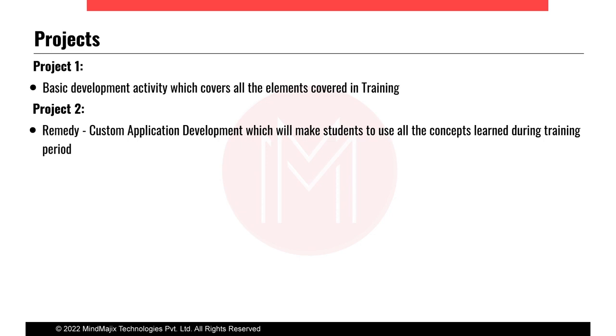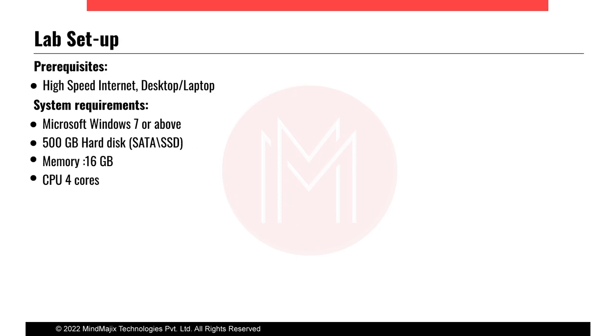Next one is project 2. This is the actual product. So I'll be giving a custom application development. Either the student can choose one of their own interest and come up with the development, or I'll give one custom application, and the student has to develop the application using whatever coding elements they learned in the complete course.